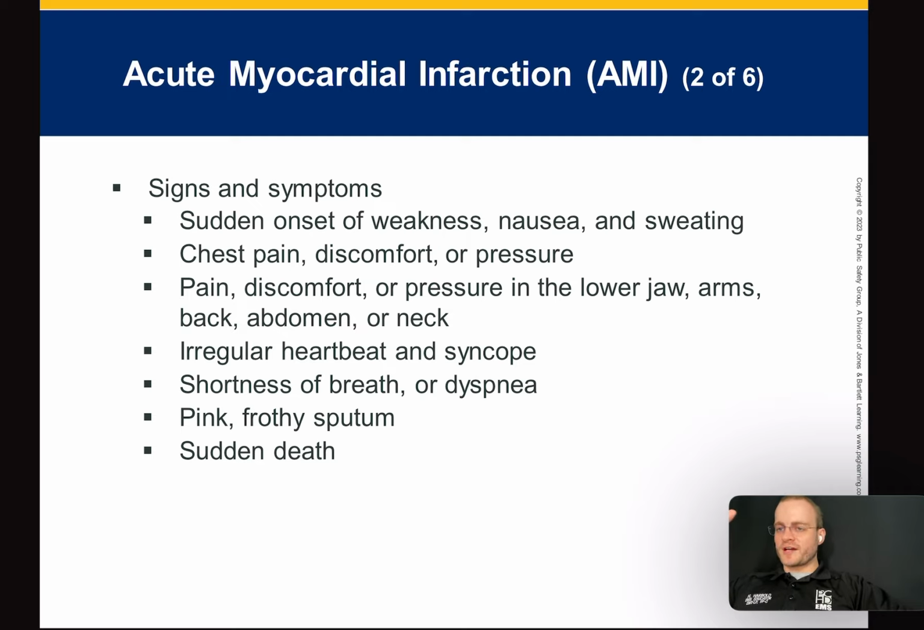Now, chest pain, discomfort, and/or pressure, right? So they can describe it in all those ways. Remember our OPQRST: onset, provocation, quality, radiation, severity, and time. We use all that to put together the pieces and qualify and quantify their pain, okay? And then they could have pain or discomfort or pressure even in their lower jaw, arms, back, abdomen, or neck. Remember, the innervation in this area is fairly nonspecific, and so sometimes we'll have referred pain, where it feels like it's up in their jaw or their shoulders or their arm or their back or their neck.